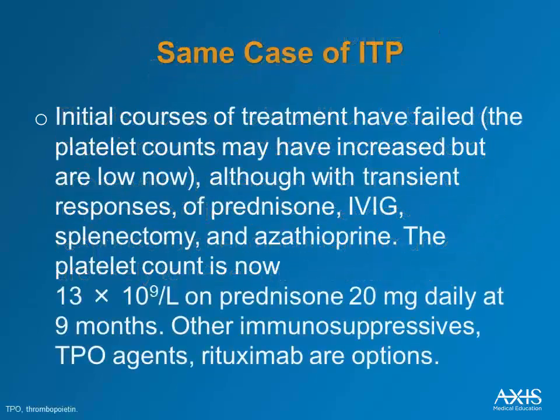Now we have this same patient, and the treatment courses have failed, and it's the same overall situation. Now you're out at 9 months, and splenectomy didn't work either. And so what are the options? And again, we could consider the TPO agent and rituximab.